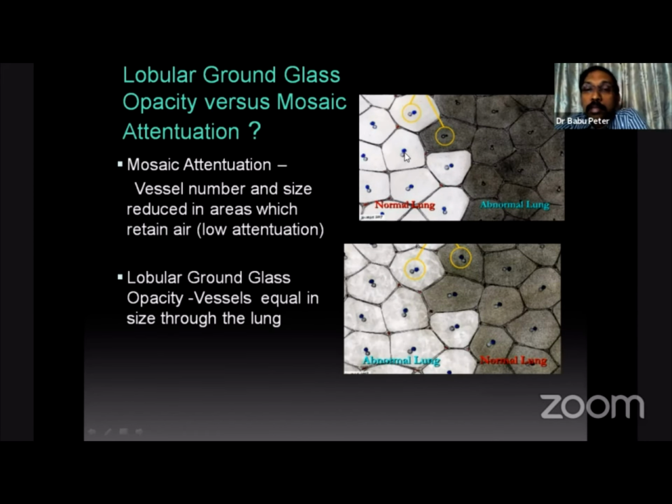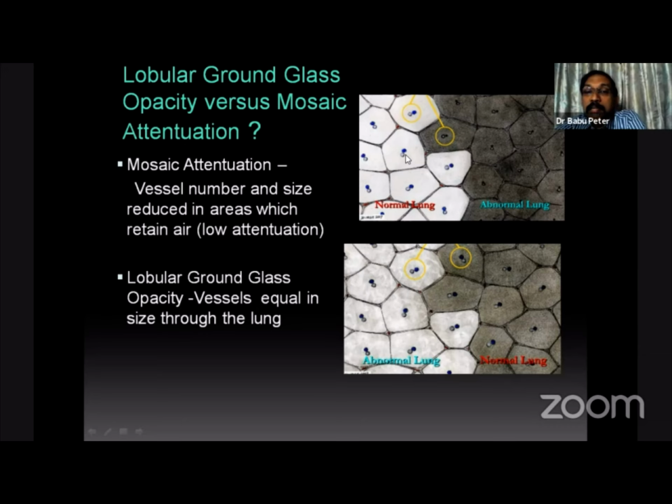For this, you have to look at the attenuation pattern of the lung and look at the centrilobular vessels. We see both appear the same, but look at the vessels here. The vessel number and size: this is the normal lung, and this is a part of the abnormal lung. The vessel caliber and size are relatively reduced in this portion of the lung. Then this is called a mosaic attenuation.